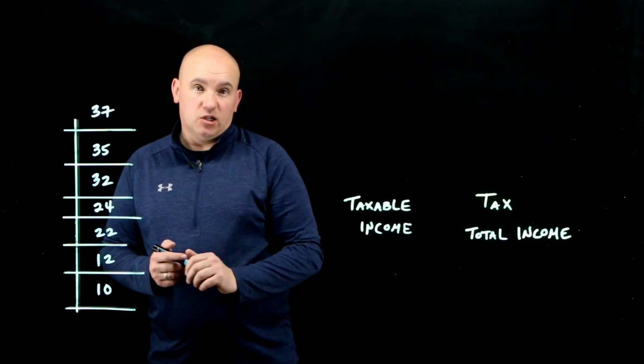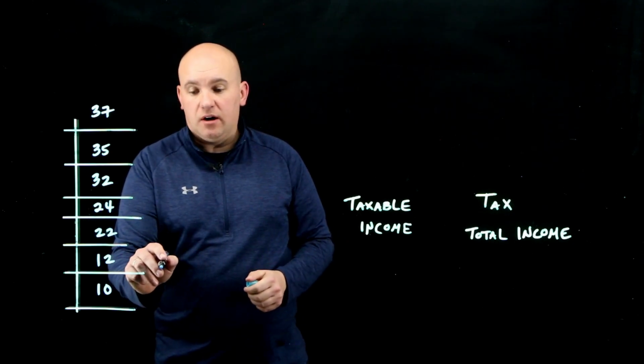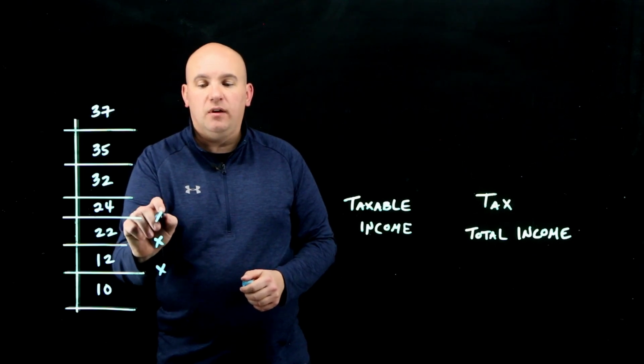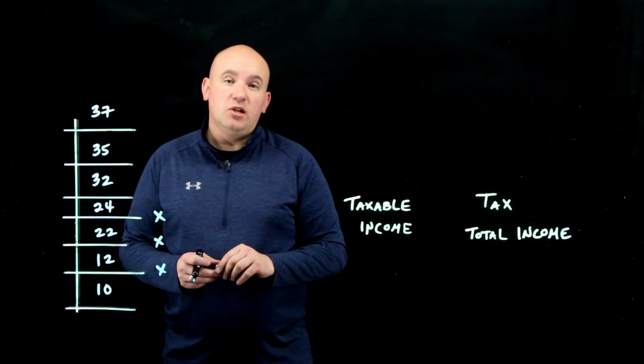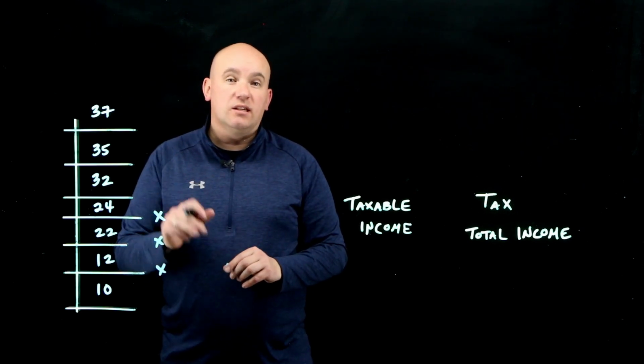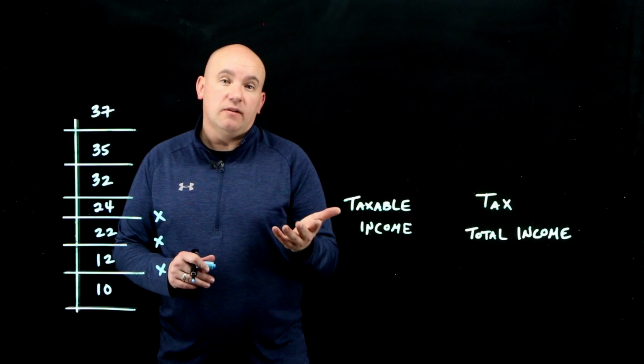Now the tops of each bracket will change from year to year. They're adjusted for inflation and the cost of living. So those will change, so you'll want to be sure you're looking at or referencing the specific year that you're trying to figure out.